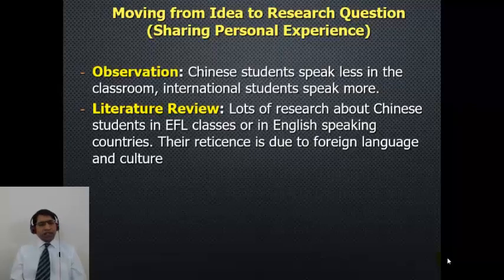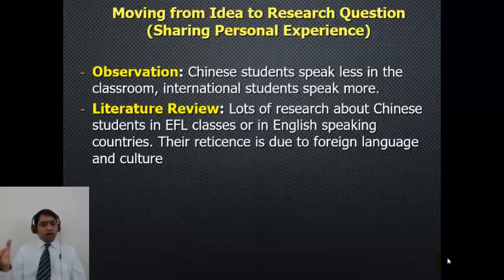So what I did, I started reading literature about the reticence of Chinese students in the classroom, about silence of Chinese students in the classroom, about oral interaction of Chinese students in the classroom, and so on. So I conducted a lot of literature review about that general idea based on my observation. And what I found in literature, there was a lot of research about Chinese students in EFL, English as a foreign language classes, or in English-speaking countries.